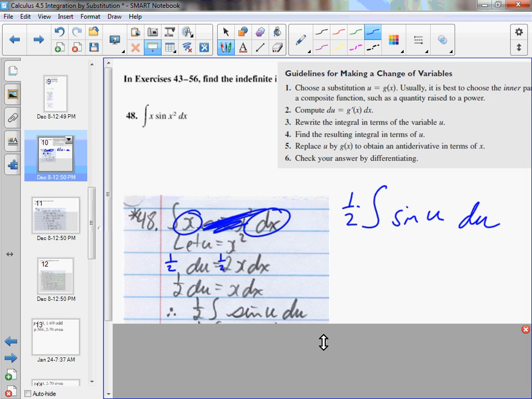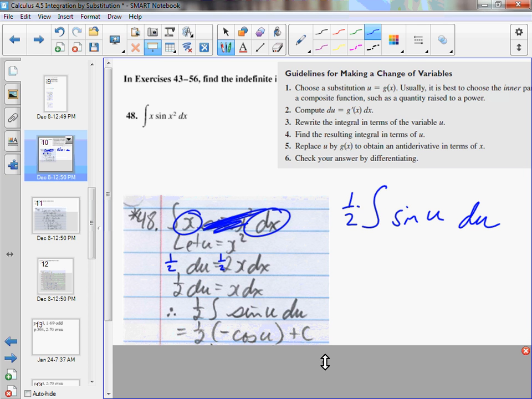Now, this only works if we know what the antiderivative of the sine of u equals. I do. Do you? What's the antiderivative of the sine of u? Negative cosine u. So, it's been a while. Let's rememorize those antiderivatives. Plus c.